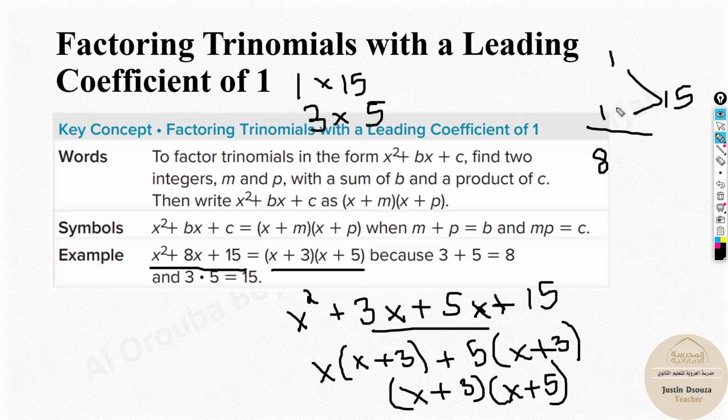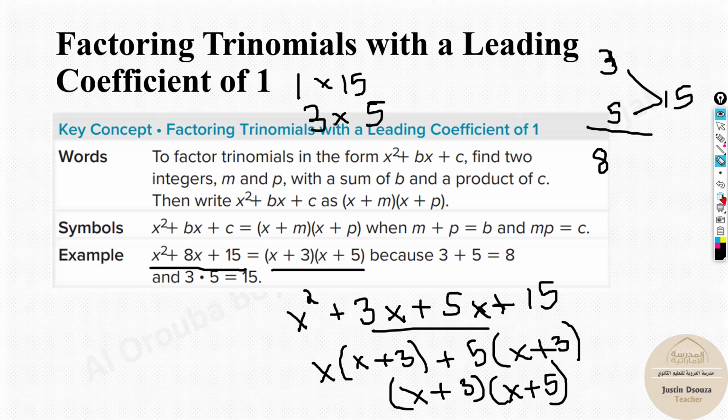Try 1 and 15. When you add up, will it be 8? No, but try 3 and 5. Now you can see when I multiply 3 and 5, it's 15, and when you add up, it's 8. So these are the two terms which you need to put over here and split it out. So 3x and 5x. You can write it anyhow and you will get the answer. So this is what can be done to solve.